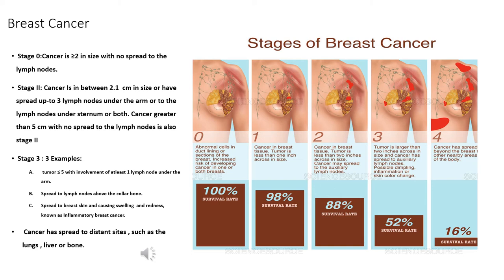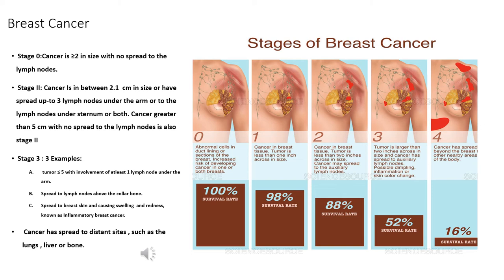Now when the cancer has spread to a distant site such as lymph nodes, then this type of cancer is called stage 3 cancer. For such kind of cancer, the survival rate is 52%, because the tumor is larger than 2 inches, and the cancer has spread into the axillary lymph nodes. Possible dimpling, inflammation or skin discharge may appear in this stage.